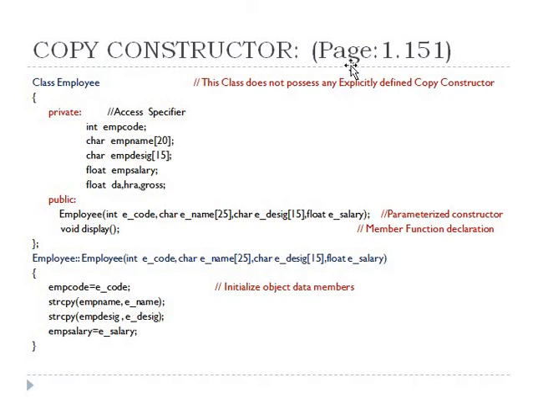Now I want all of you to visit page number 1.151 and see the program, because that is the program which is actually based on the copy constructor. Your copy constructor portion starts at page number 1.149, but the program in that page number 1.149 is actually based on parameterized constructor. So the program has been mistyped as copy constructor.